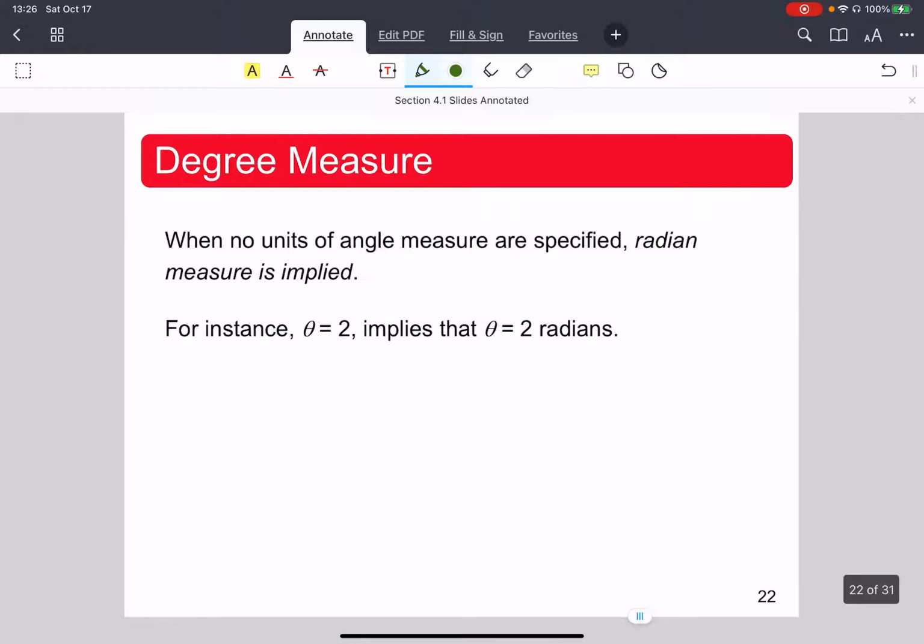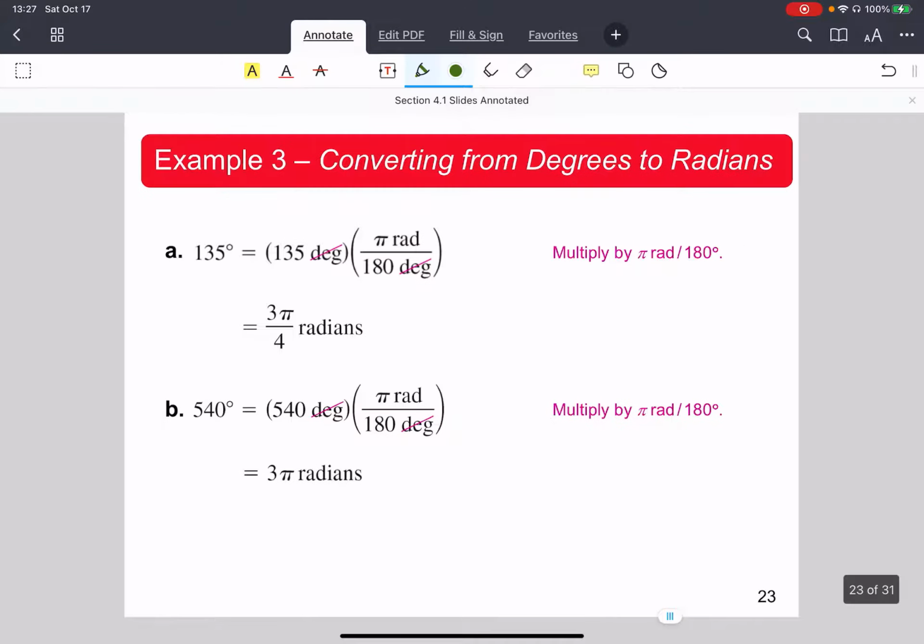Okay, so generally in mathematics, if we don't provide units of angle measure, then it probably means it's in radians. So if we don't write it, then it's generally radians. Like theta equals 2 implies that theta equals 2 radians. Okay, keep that in mind.